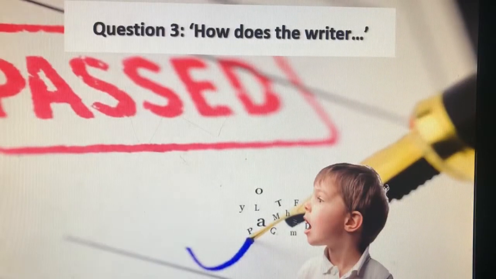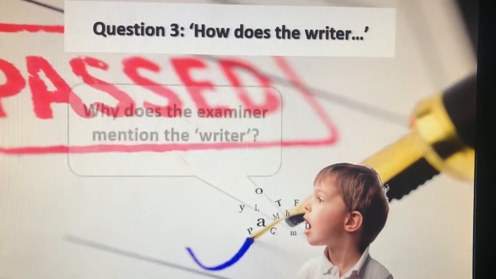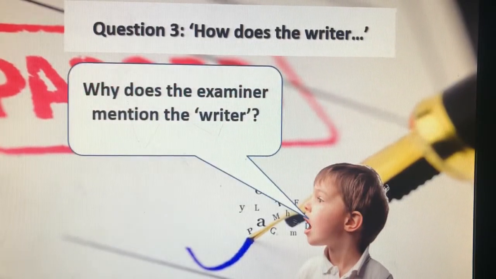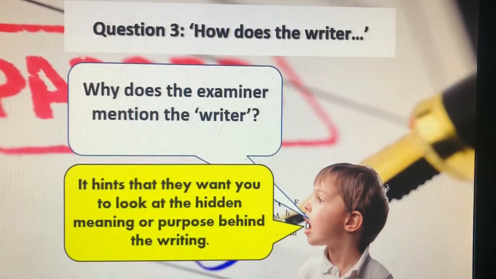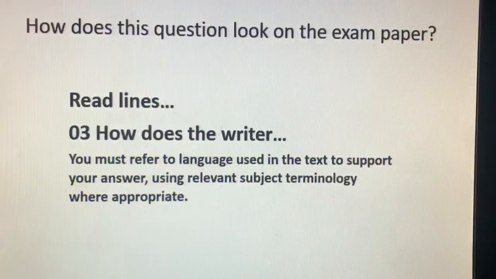This question will ask, how does the writer? Why does the examiner mention the writer? Well, it hints they want you to look at hidden meaning or purpose behind the writing, and why a character or situation was written in the way that it was.